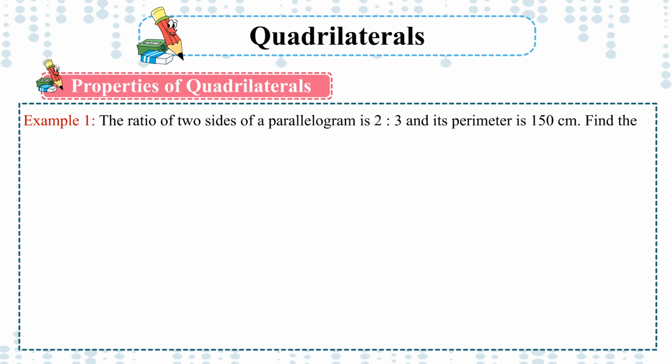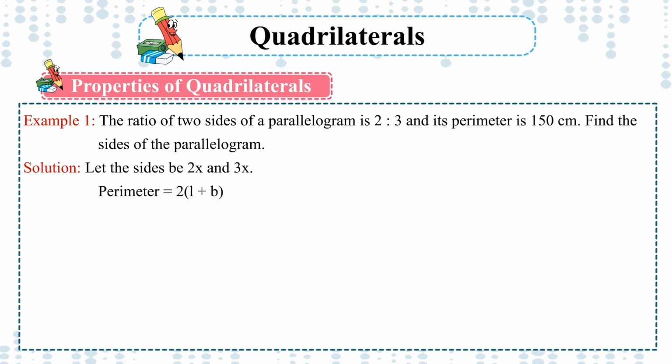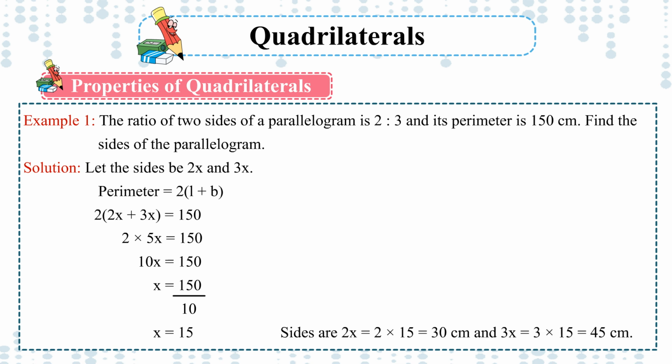Example 1. The ratio of two sides of a parallelogram is 2:3 and its perimeter is 150 centimeters. Find the sides of the parallelogram. Solution. Let the sides be 2x and 3x. Perimeter is equal to 2 times (L plus B). 2 times (2x plus 3x) is equal to 150. 2 times 5x is equal to 150. 10x is equal to 150. X is equal to 150 by 10. X is equal to 15. Sides are 2x is equal to 2 times 15 equals 30 cm and 3x is equal to 3 times 15 equals 45 cm.